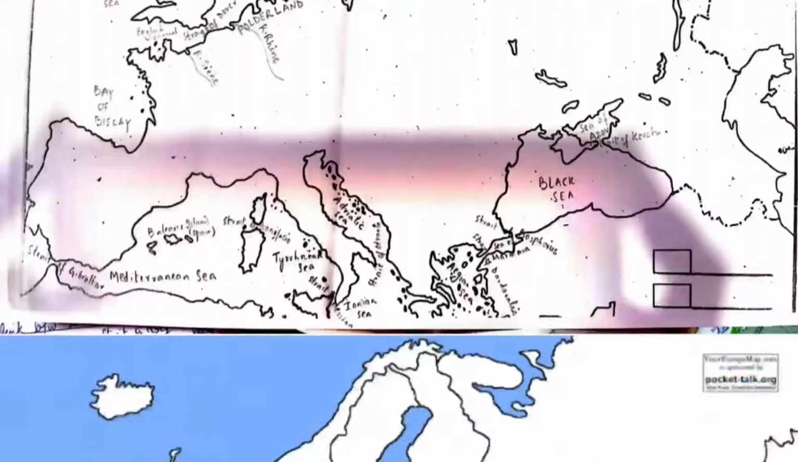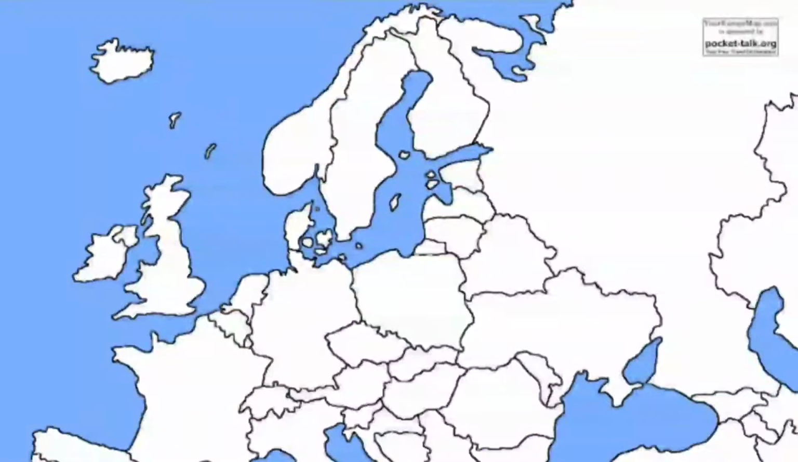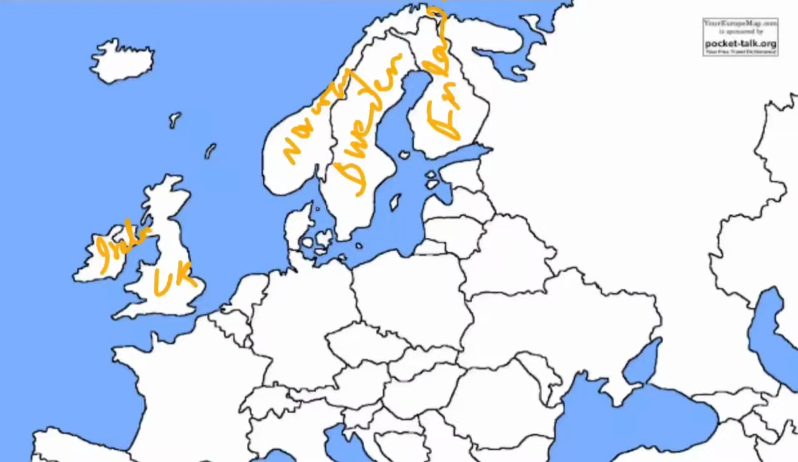So now we'll be practicing it on this map. Let's first write the names of the countries. This is Norway. This is Sweden. And this is Finland. Okay. This is UK. This is Ireland. Okay. This is Denmark. This is Germany. This is France.